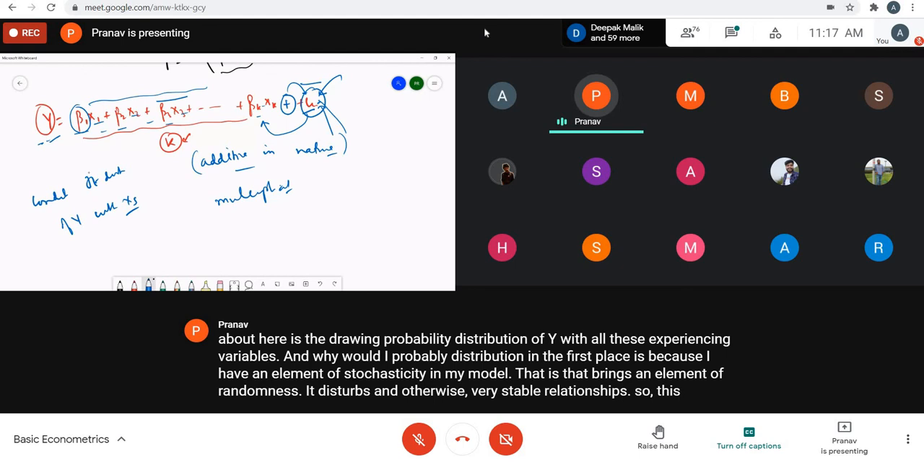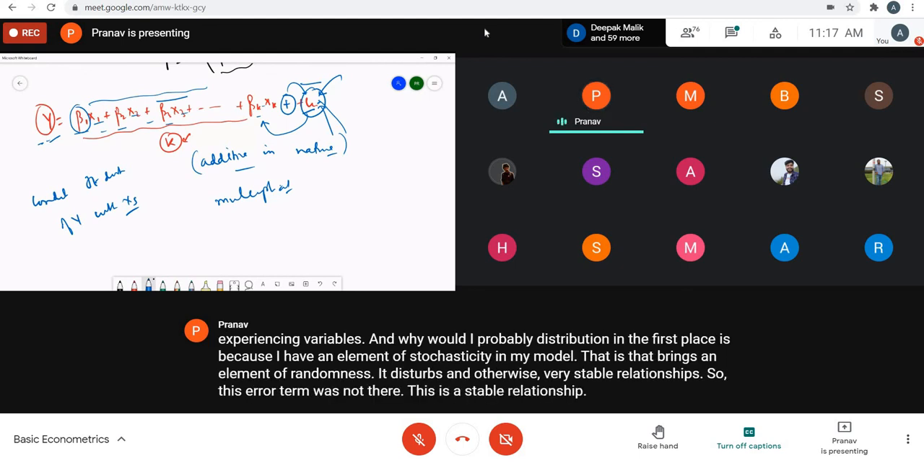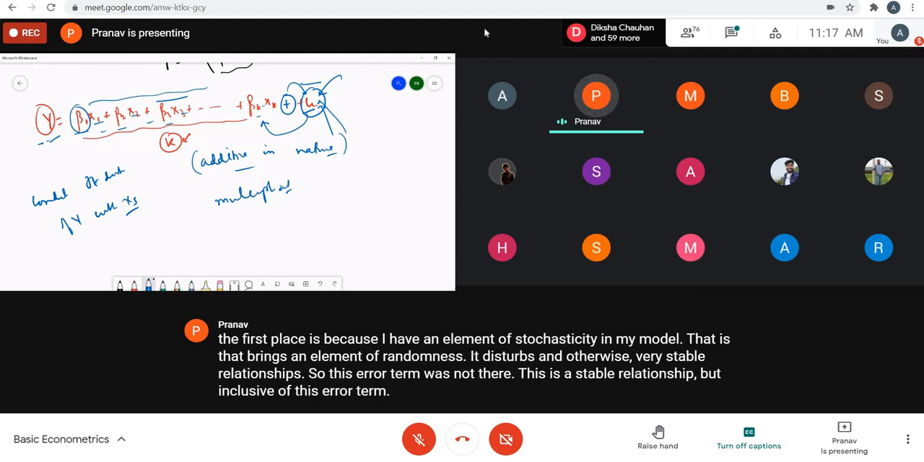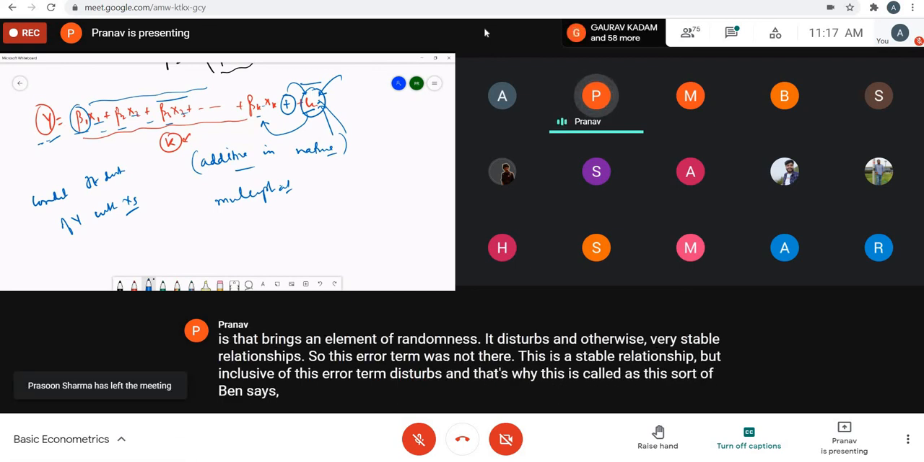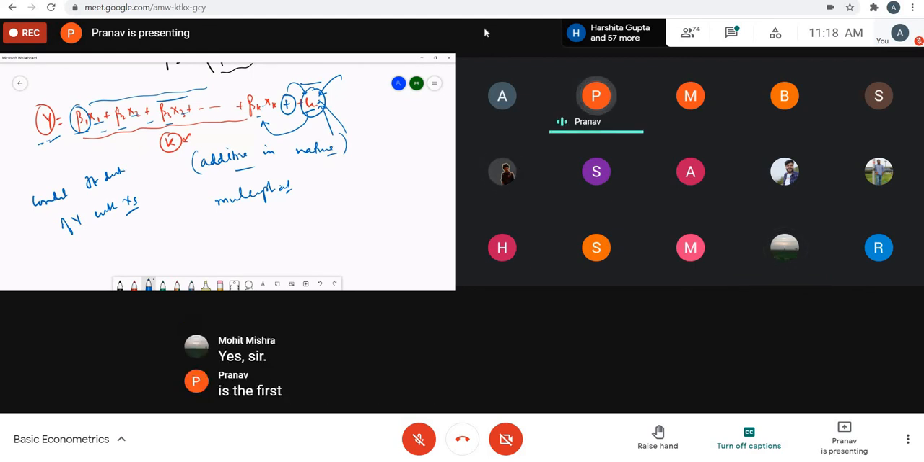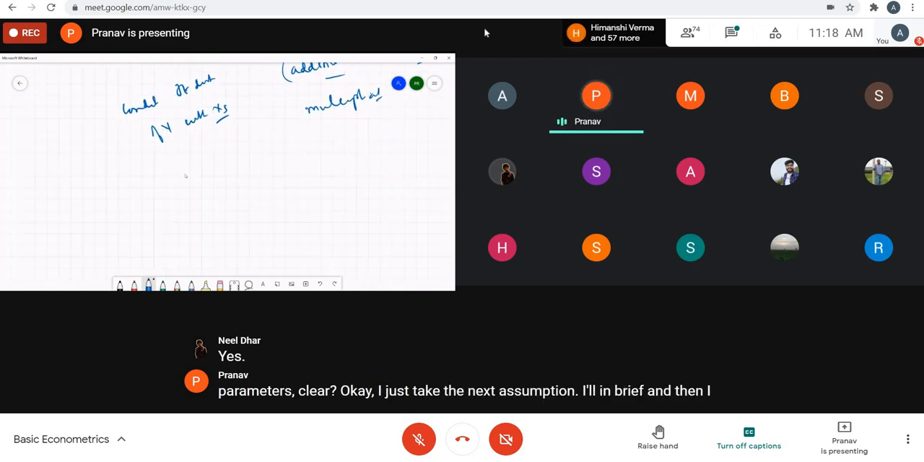So if this error term was not there, this is a stable relationship, but inclusion of this error term disturbs this. And that's why it is also called disturbances or disturbance term. Is this clear, everyone? Yes, sir. Is the first assumption of linearity in parameters clear? Yes, sir. Okay, I'll just take the next assumption in brief and then I wind up the lecture.